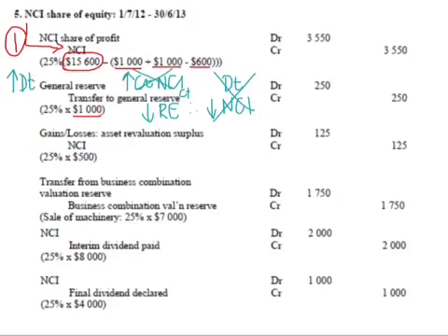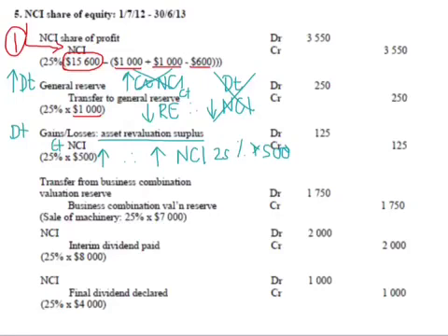The second thing that occurred was the asset revaluation surplus. There was an increase in the asset revaluation surplus of $500. Therefore, there should be an increase in the NCI of 25% of the 500. So we credit the NCI and we debit the asset revaluation surplus, because we extract it from the asset revaluation surplus and disclose it separately as part of the NCI.